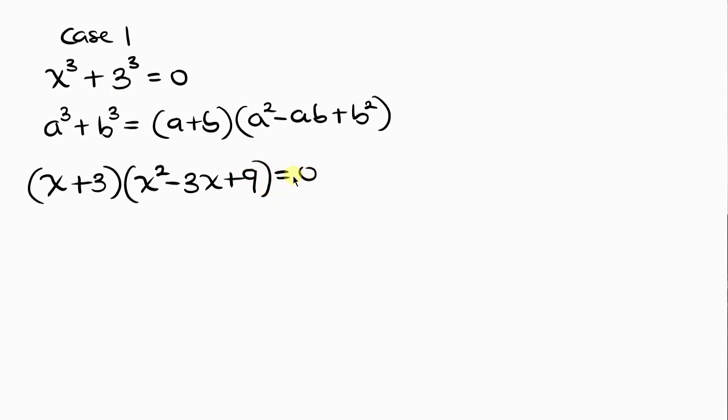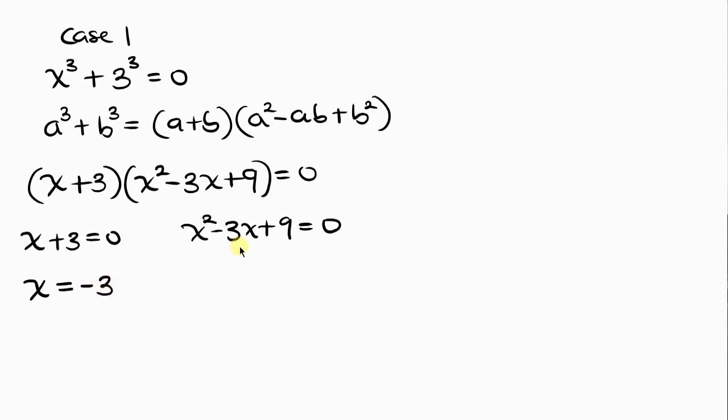So we're going to be solving this one after the other. We have two cases here. We have x plus 3 to be equal to 0. And we have x squared minus 3x plus 9 to be equal to 0. Now, for the first case, when I move 3 to the right-hand side, x is equal to negative 3.